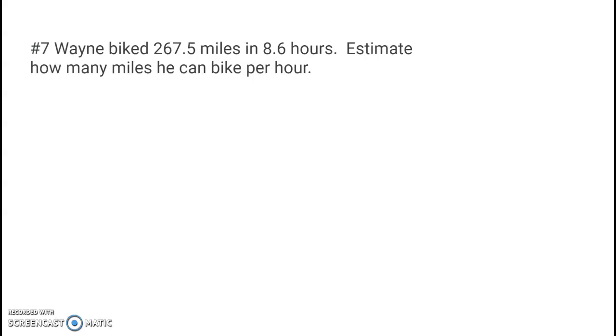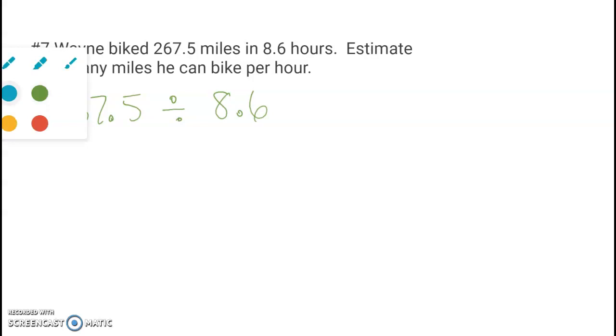So we have to figure out what math action we are going to do here with these numbers. I have 267.5 and I have 8.6 hours, and they want to know how many miles he can bike per hour. So in 1 hour. So what we're going to do is we're going to be dividing, but we're going to estimate. So I'm going to go ahead and start rounding these numbers, and I would take 8.6.